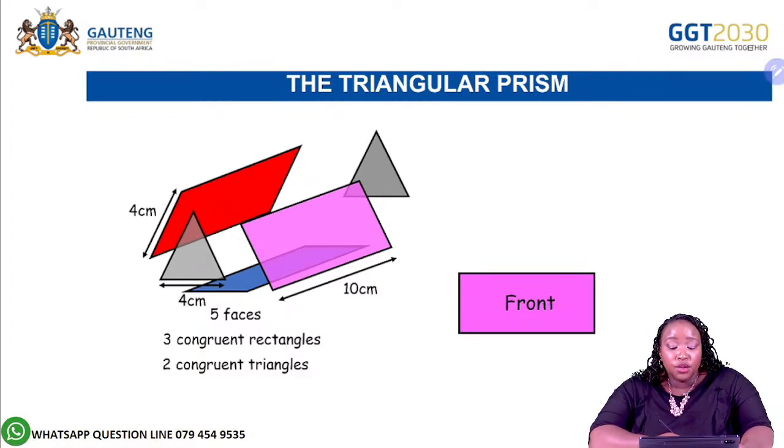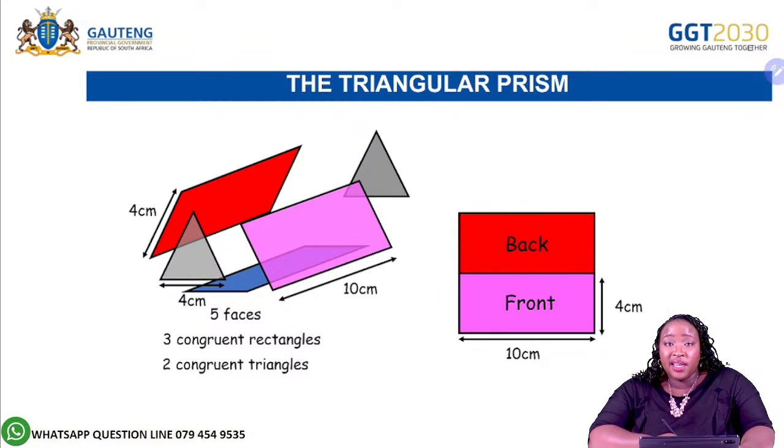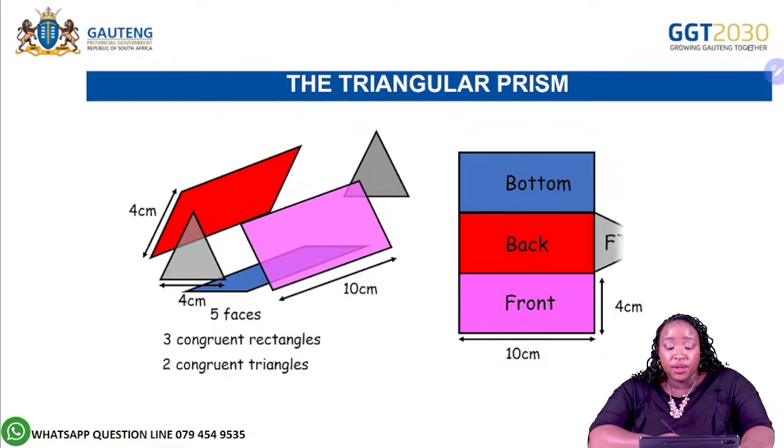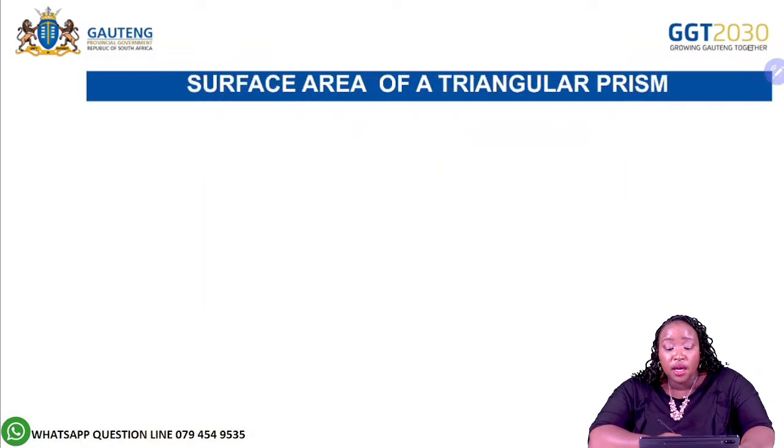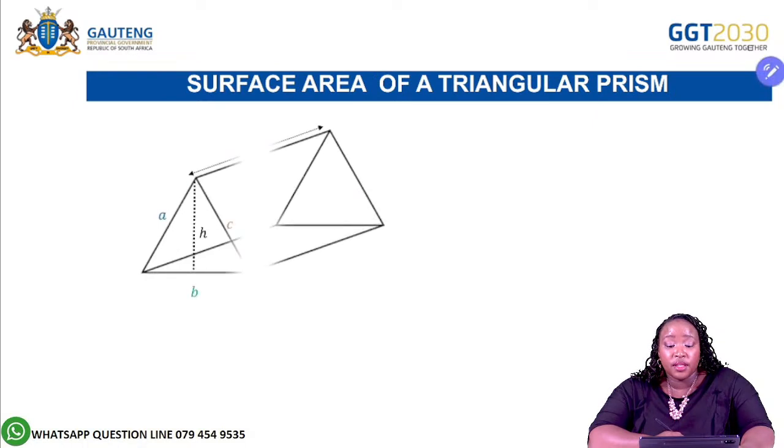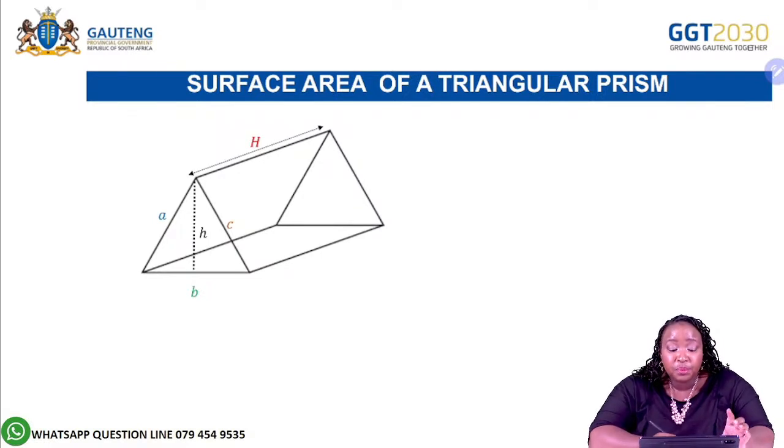When we draw the net, we are going to have the front, 10 centimeters by 4 centimeters. The back will have the same measurements as well, and also the bottom will have the same measurements in this case. Then you have your front triangle that is measured at 4 centimeters by 4 centimeters, and also your back triangle will have the same. Don't worry, we still have another net. You can just use this one.